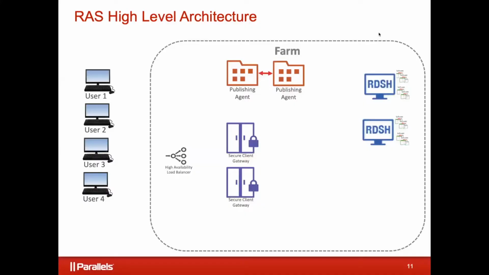If we take a look at the high-level architecture, if you just install RAS and take the defaults, next, next, next, you end up with three core components. The boxes on top there in red next to each other are the publishing agents. That's the controller, the connection broker. It kind of decides what to do.